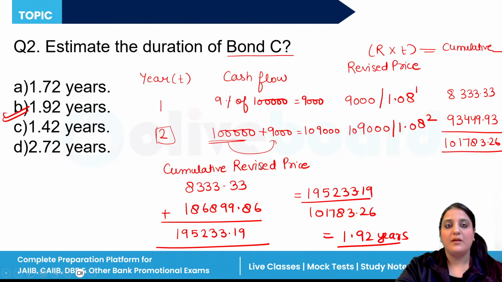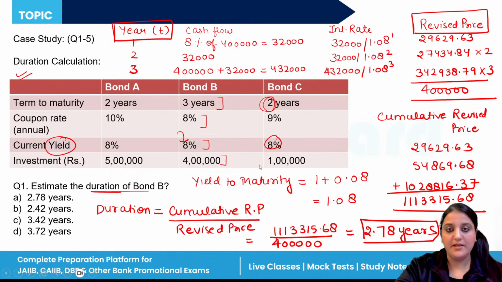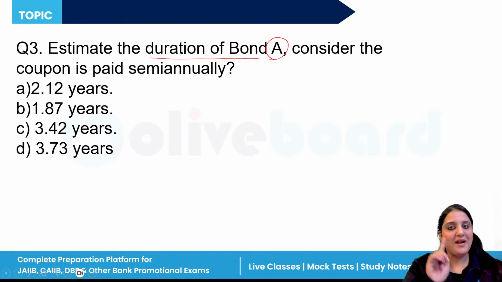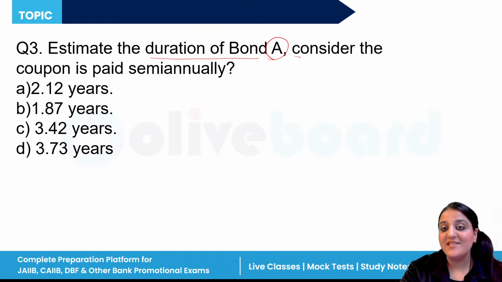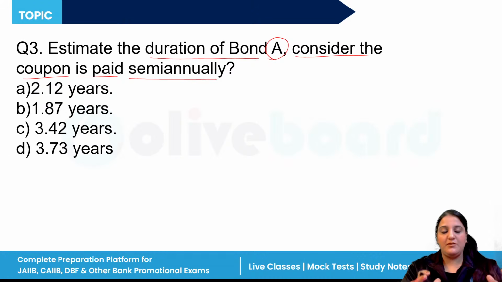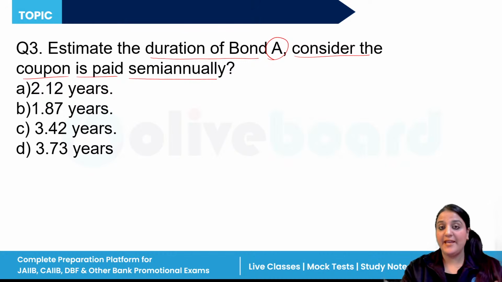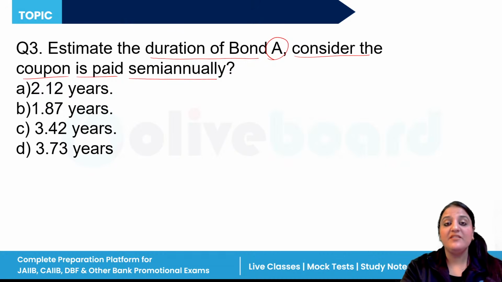Now the third question. In this case study we have to estimate the duration of bond A. The same thing is there, but with one twist. Now you have to consider the coupon is paid semi-annually, so you have to make changes if the coupon is paid semi-annually. Let me tell you how to calculate when the duration question of bond A says the coupon is paid semi-annually.